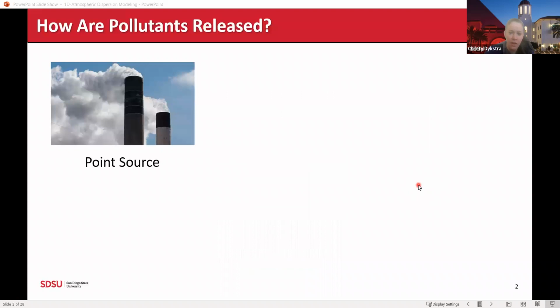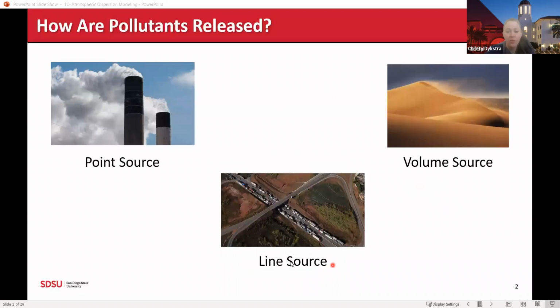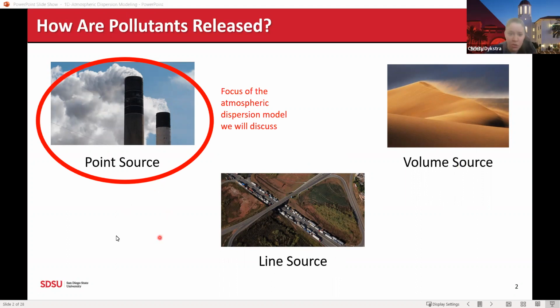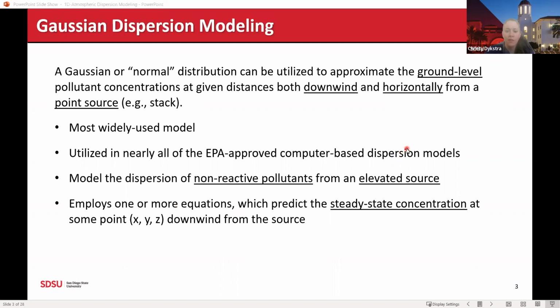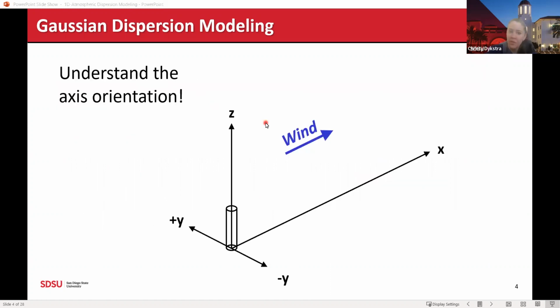All right, so we talked about what types of sources we have: point source, line source, volume source. Of course, when we're focusing on atmospheric dispersion modeling, we're focusing on a point source, and in particular one that is producing a non-reactive pollutant from an elevated source. And we're going to simplify things and use steady state concentrations. And we're going to use this Gaussian or normal distribution, which describes how the particles are distributed as they disperse from the plume itself.